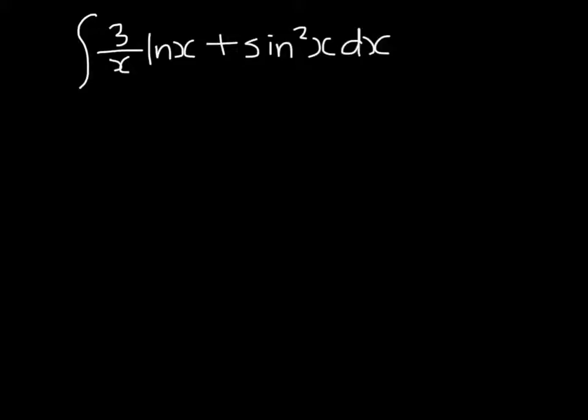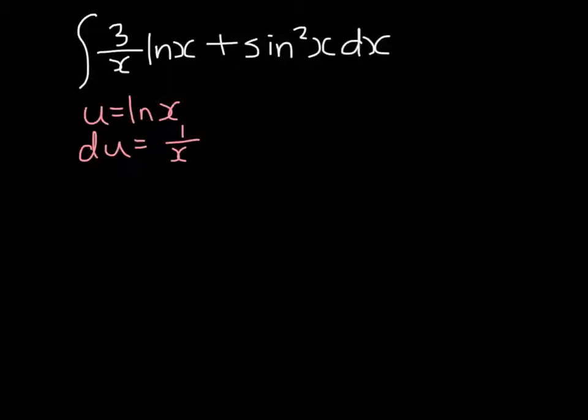Our next example is a little bit complicated. So we can divide this up into two integrals. We'll take the first term first, and then we'll integrate the second term later. So looking at our first term, what we can do is use substitution. We'll let u equal ln x. Then what we have is du equals 1 over x.